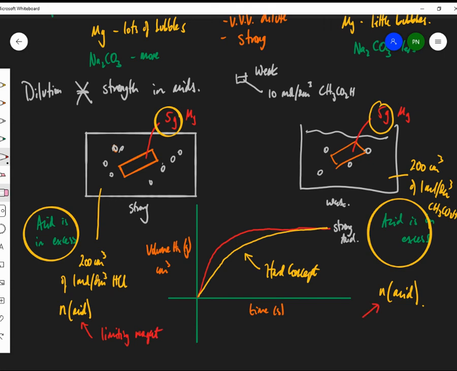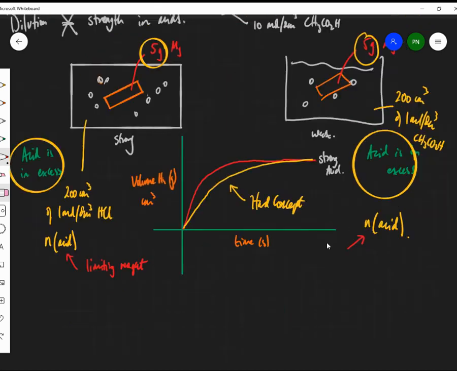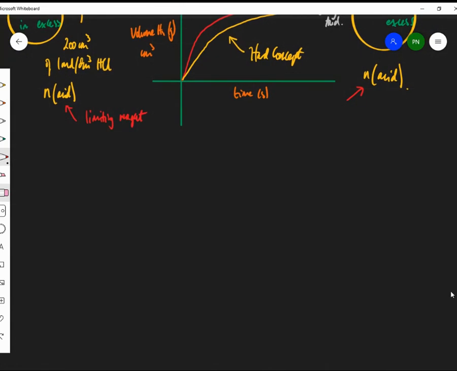One thing or the other is in excess. This is quite a tricky subject, eh? Are we good with that? These are the consequences of having a strong and a weak acid. It's interesting, I think it's kind of interesting. So let's move that up.